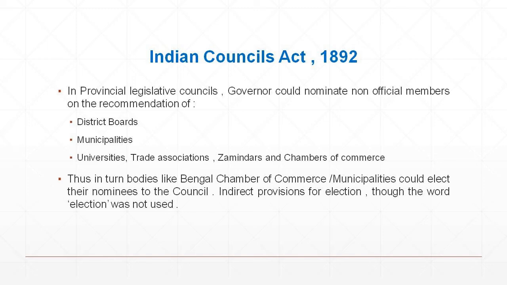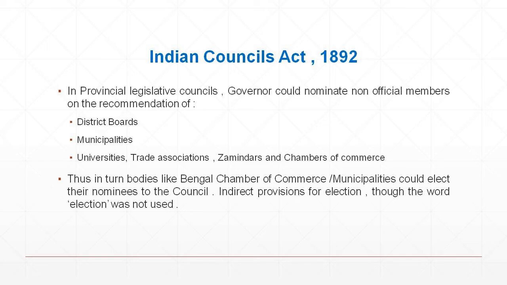But to the provincial legislative council, the recommendation should come from a body which is below the state level. So below the state level, we have these district boards, municipalities, universities, trade associations, zamindars. So zamindars were also given this power. They were actually recognized. So it was not clearly an egalitarian society until then. Zamindars and chambers.